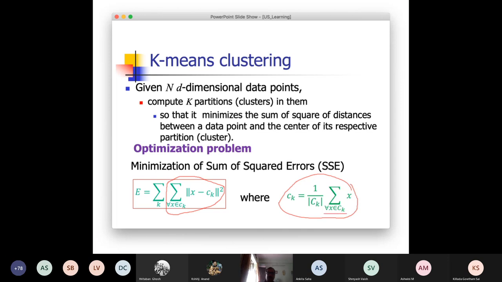Then you are considering the sum of all such squared errors. We'll call it the overall sum of squared errors. Your objective is to find that partition P which will minimize this error. Any question at this point?